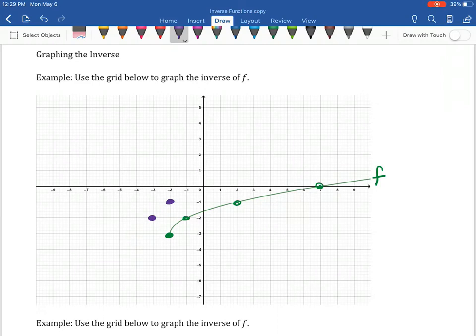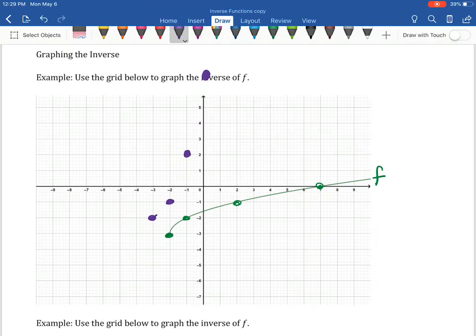The next point to the right is the point 2, -1. So when I go to graph that point that's on the inverse, it's going to be the point -1, 2. And then the last point that I picked is the point 7, 0. So when I go to graph that, that's going to be the point 0, 7, which is a little bit up here off the grid. We'll estimate it to be about right there.